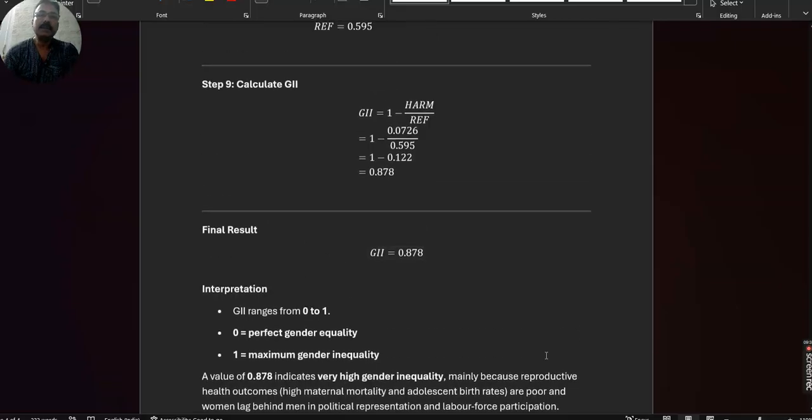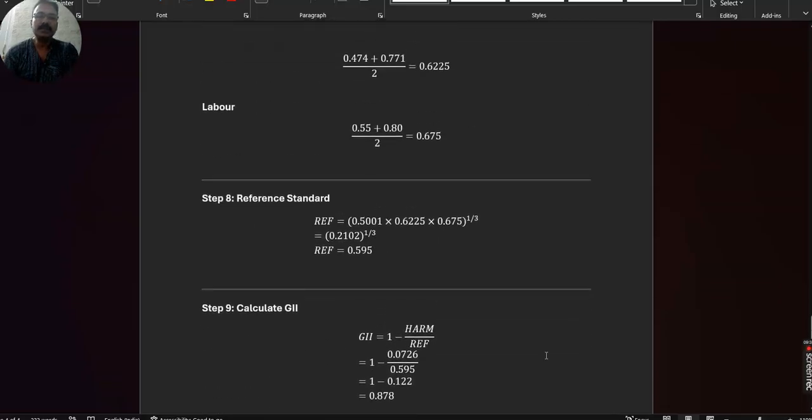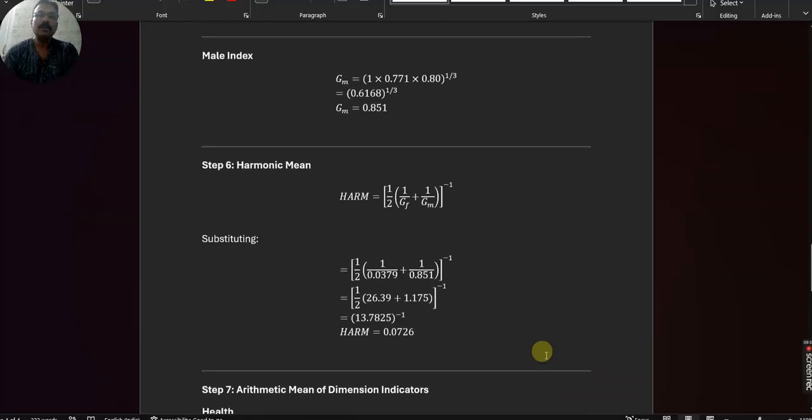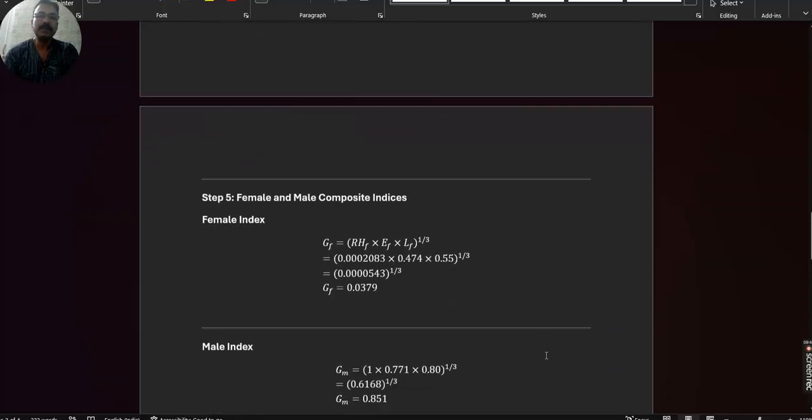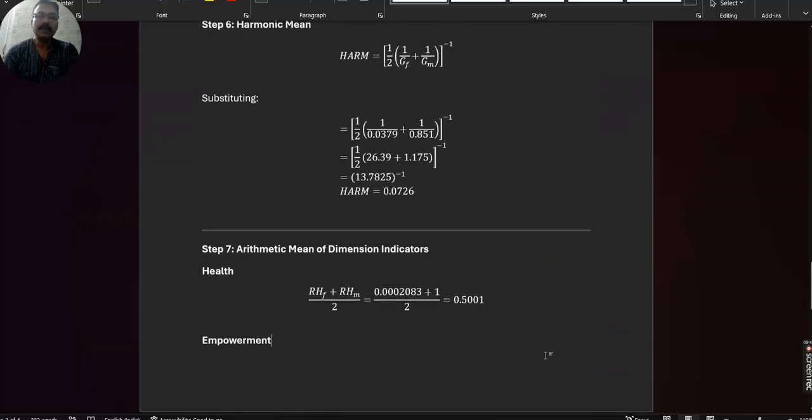So in this way we can calculate the GII. There are a few steps, and we just need to memorize these steps. In this way we are able to calculate the GII indicator.